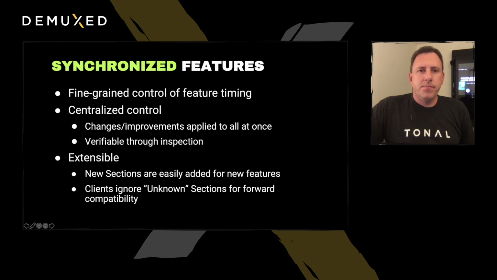issues visually. It's also extensible. We add new sections whenever we need a new feature. This makes different features independently controllable, and we can mix and match based on context. Clients ignore unknown sections, which allows for backwards compatibility.